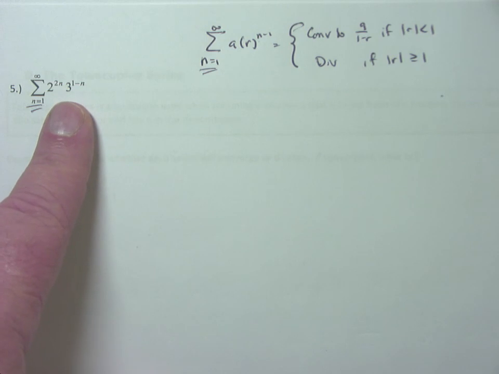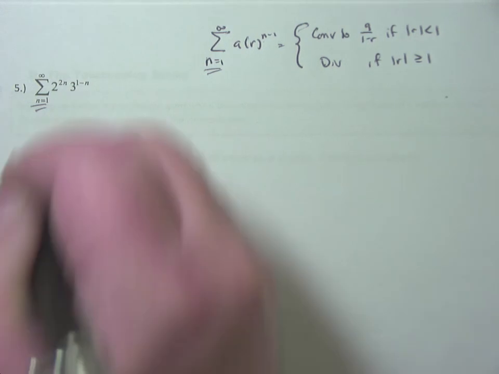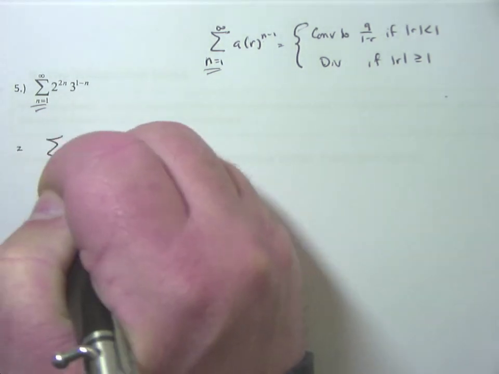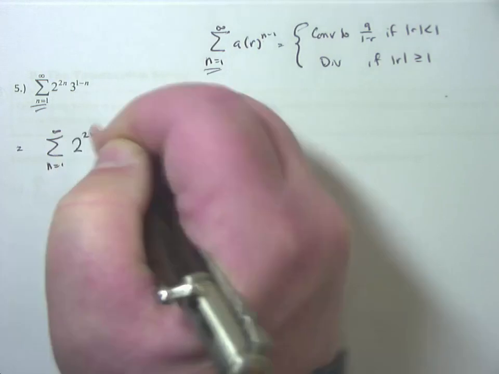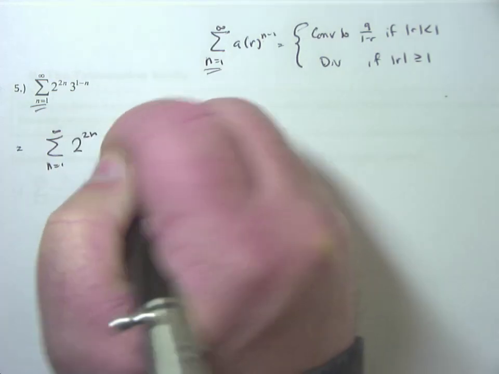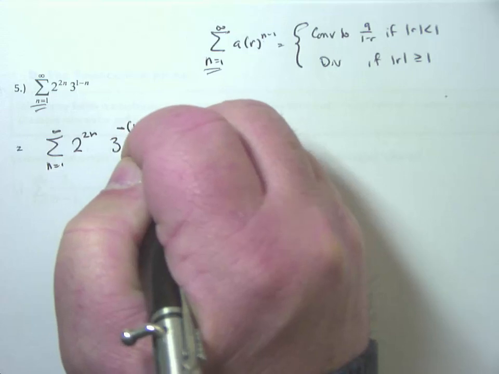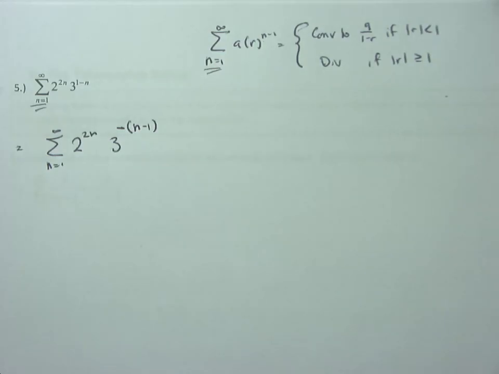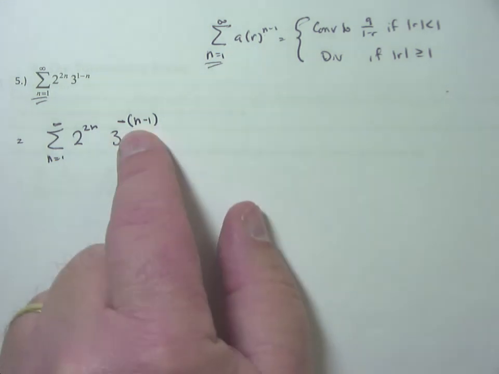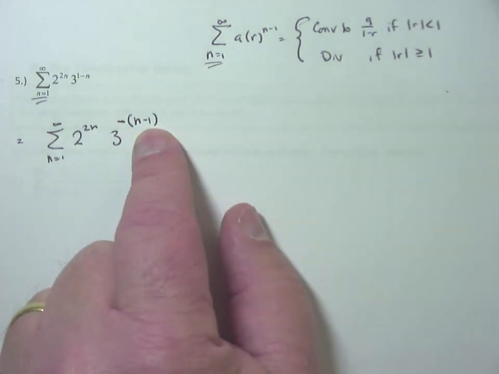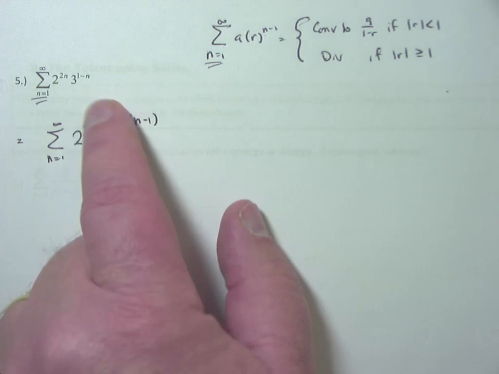So to switch it around, what's the deal? Well, let me show you. This would be equal to the sum as n goes from 1 to infinity of 2 to the 2n times 3 to the negative, I'm just cleaning this up, n minus 1. What is negative parenthesis n minus 1? You distribute the negative. That gives you negative n plus 1, and negative n plus 1 is the same thing as 1 minus n.